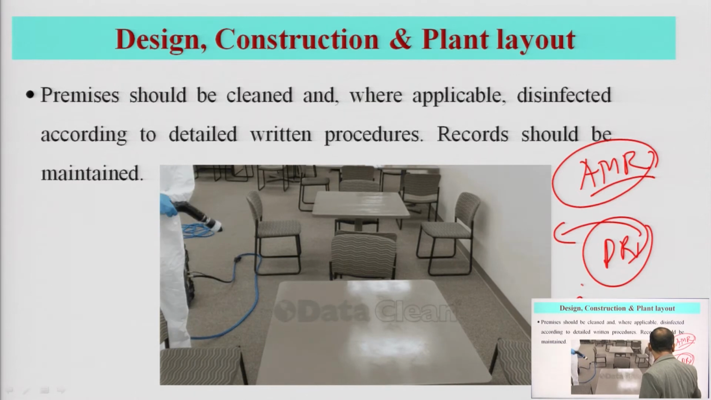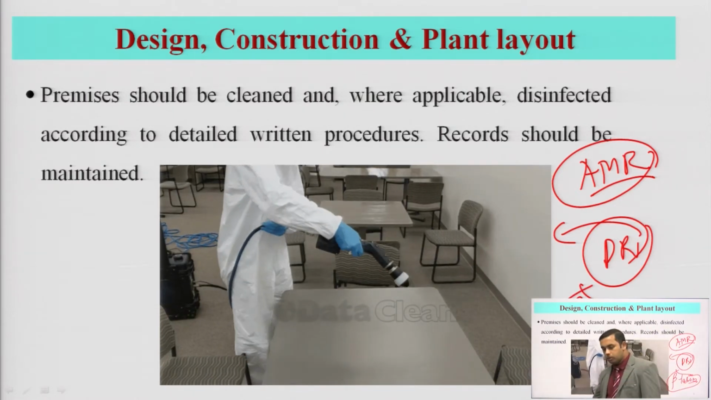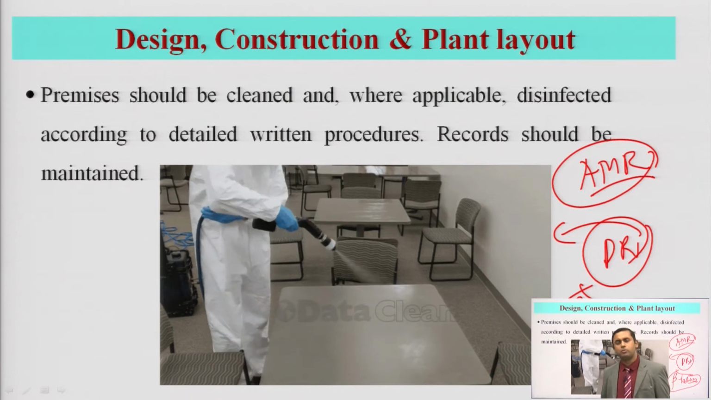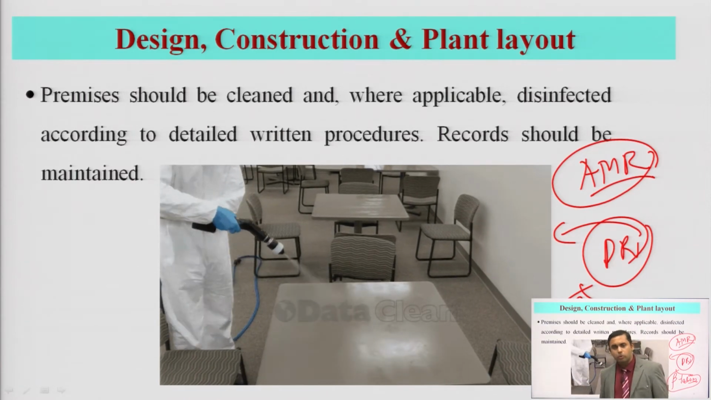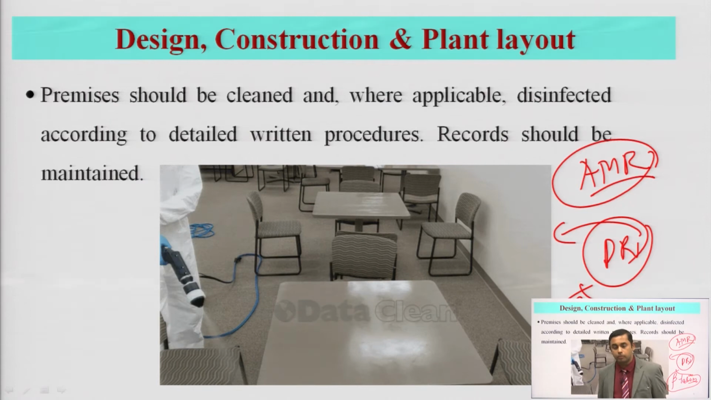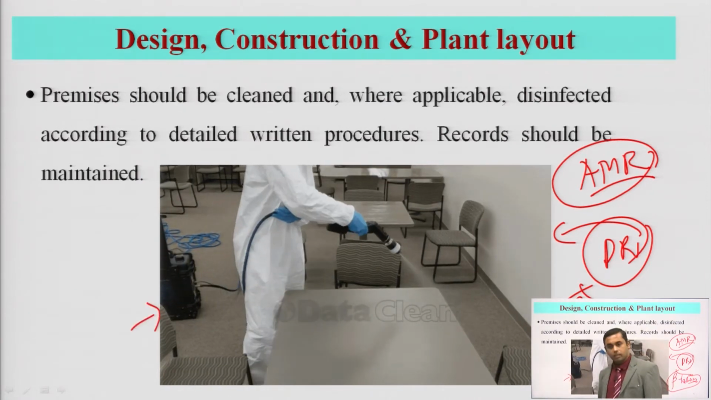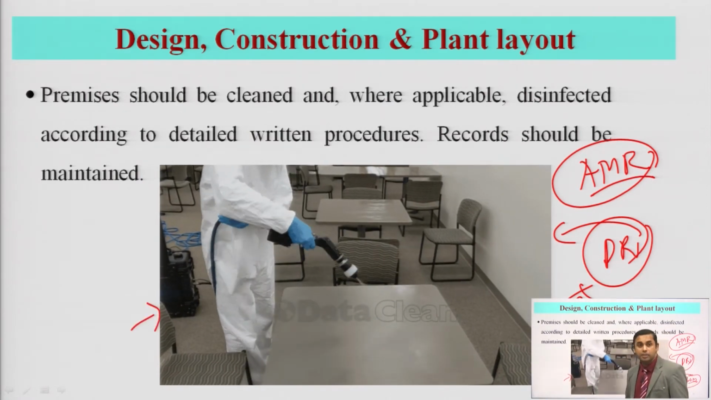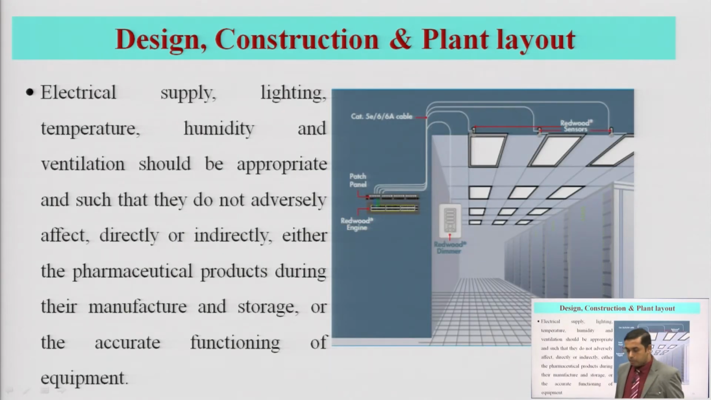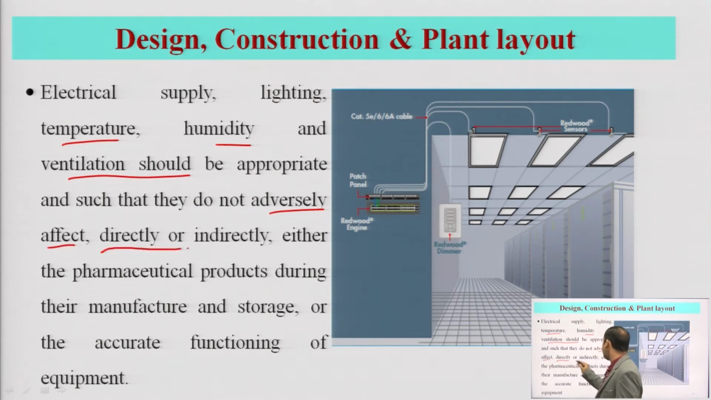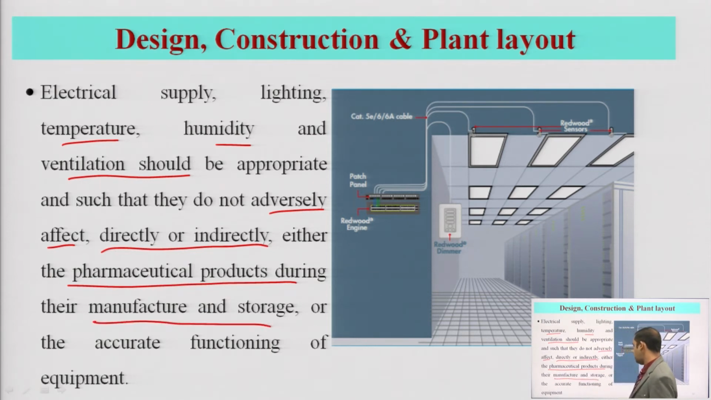Okay. There will be a separate unit, because whatever product we are producing for microbes, we are producing in a separate department, and we have to ensure proper disinfection. Also electric supply, lighting, temperature, humidity, and ventilation should be appropriate and such that they do not adversely affect, directly or indirectly, either the pharmaceutical products during manufacturing and storage or the accurate functioning of the equipment.